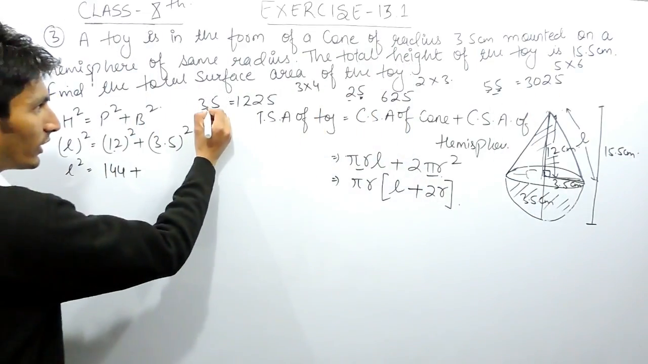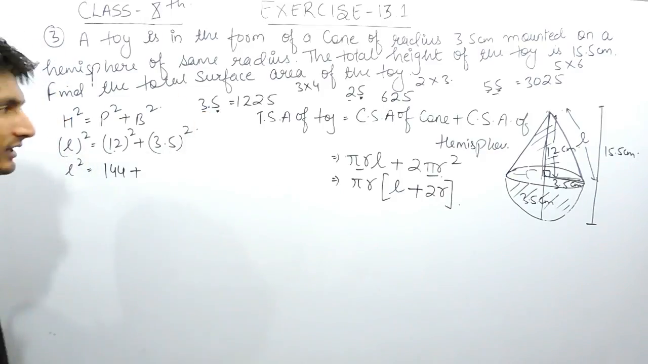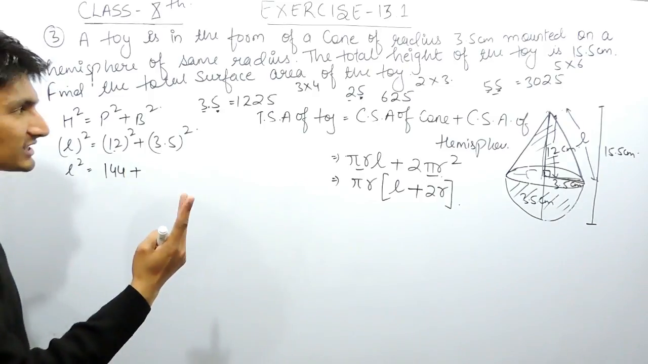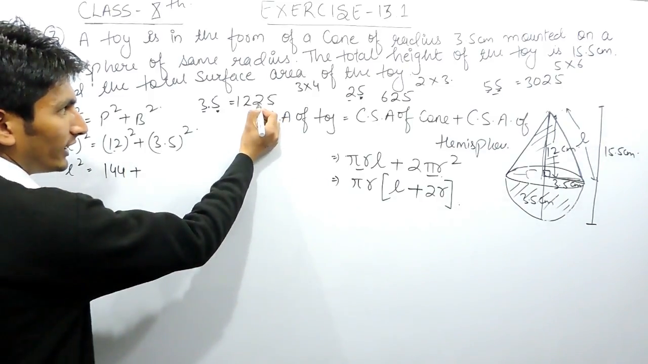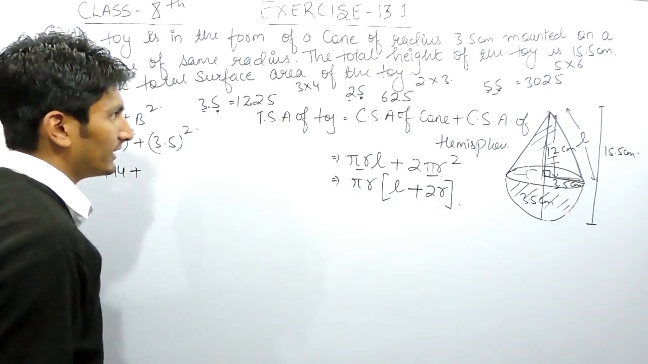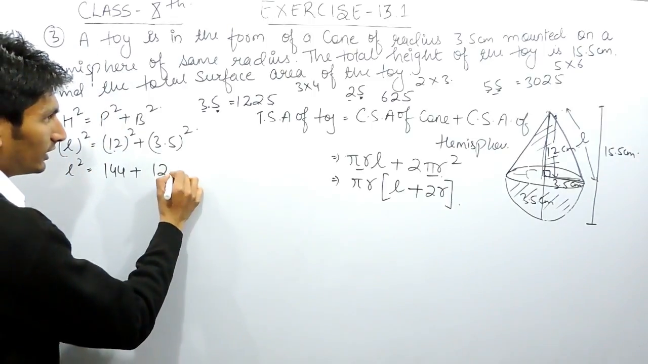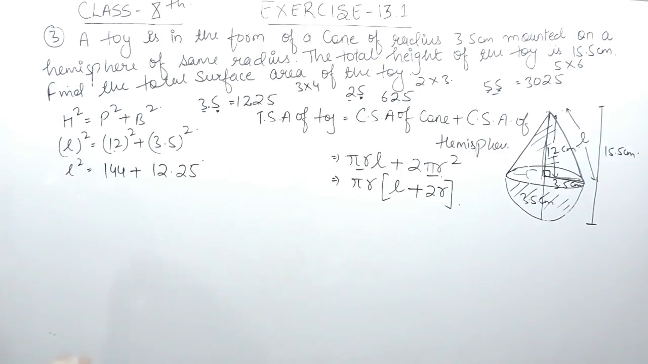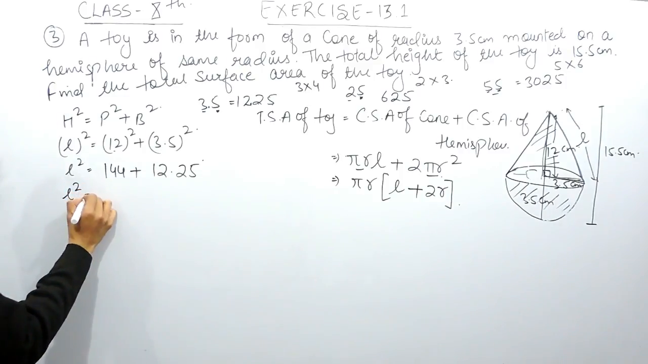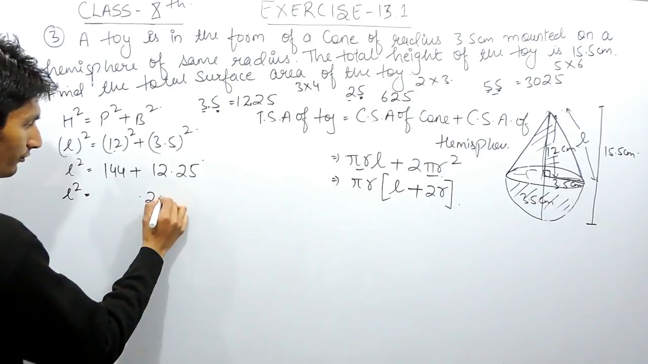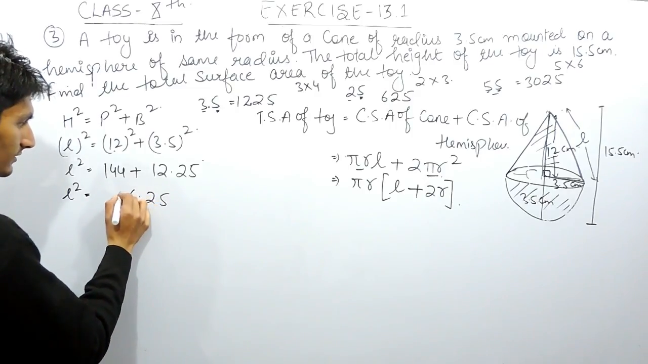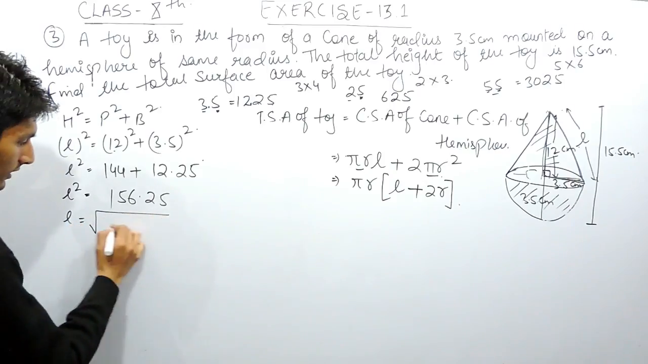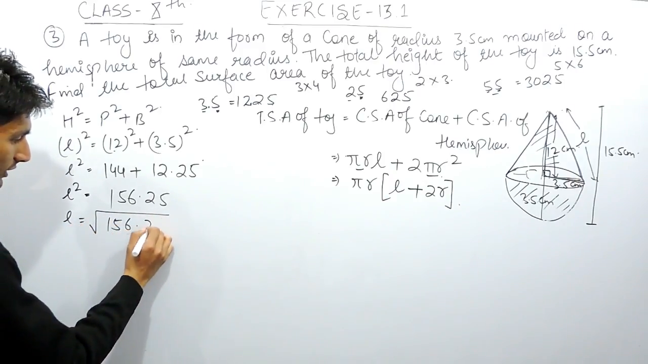Here we have to find the square of 3.5, means 3.5 multiplied by 3.5. So there will be 2 decimals. So I have to count 2 and I can put the decimal here. So the square of this will be 12.25. So the value of L square will be 144 plus 12.25, which is 156.25. So here the value of L will be under root 156.25.